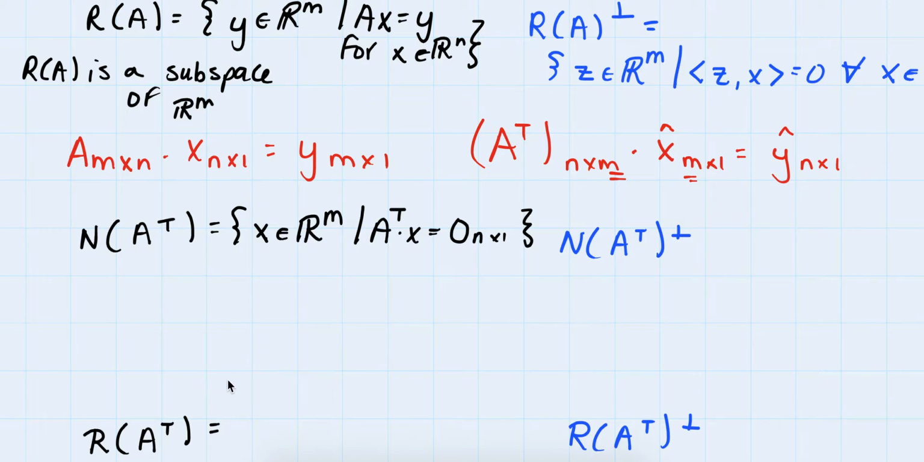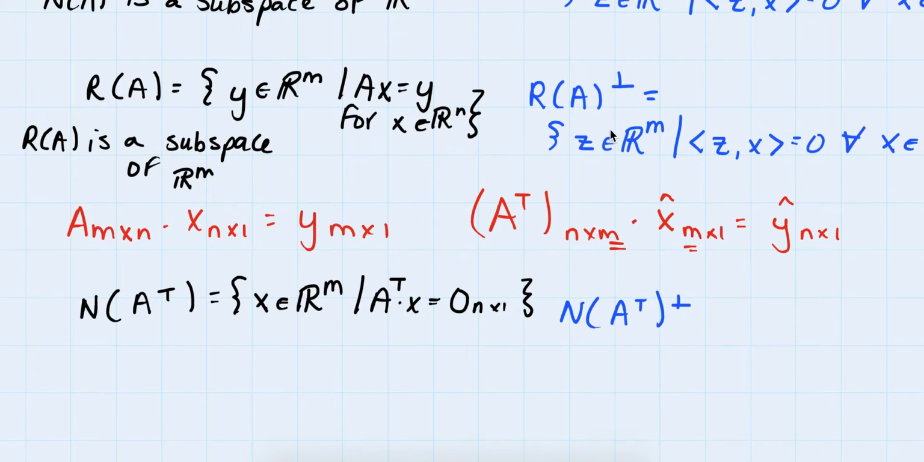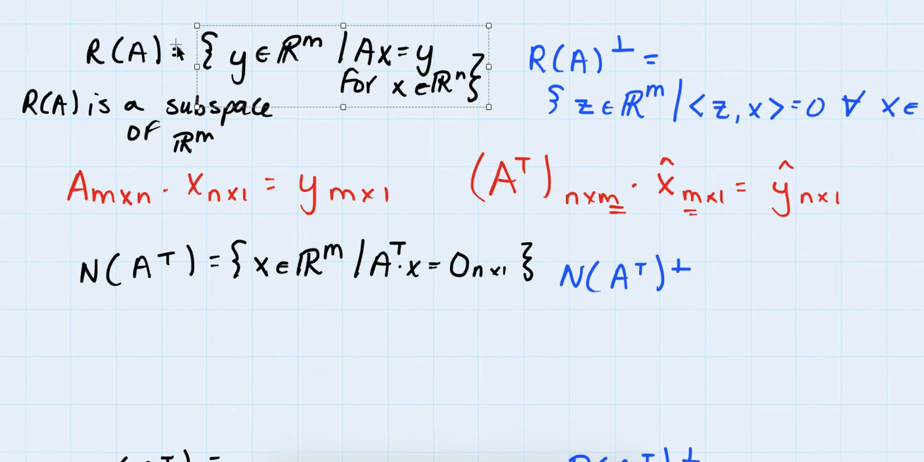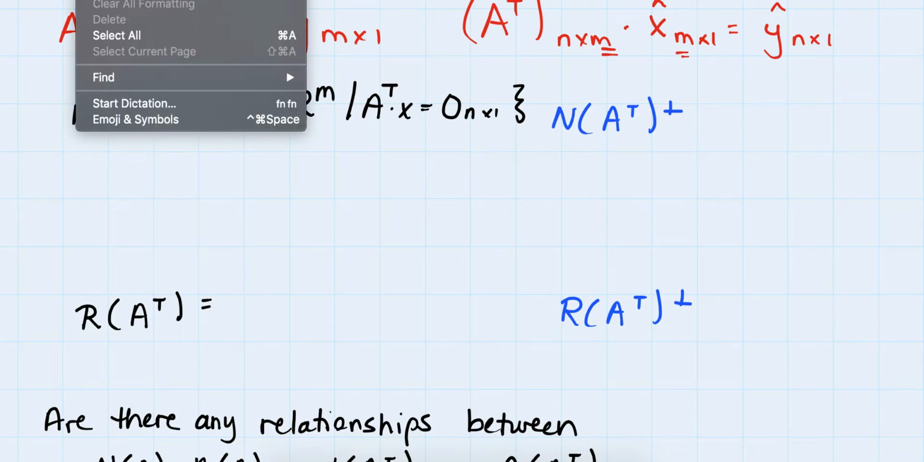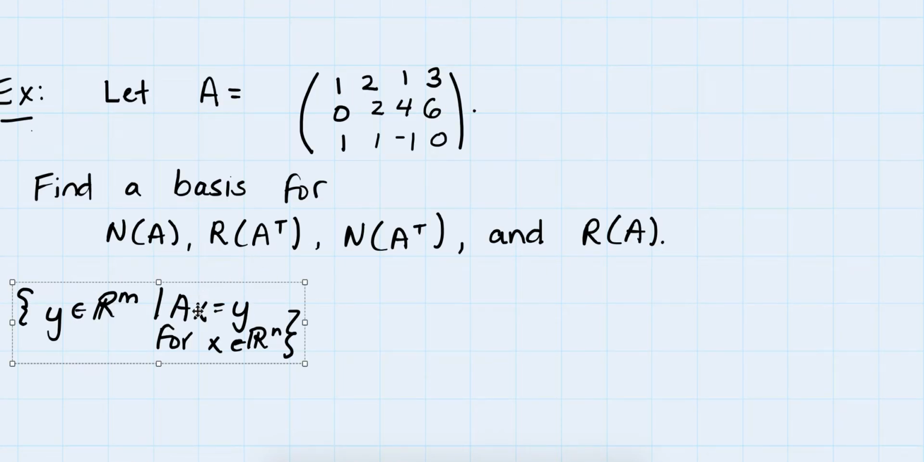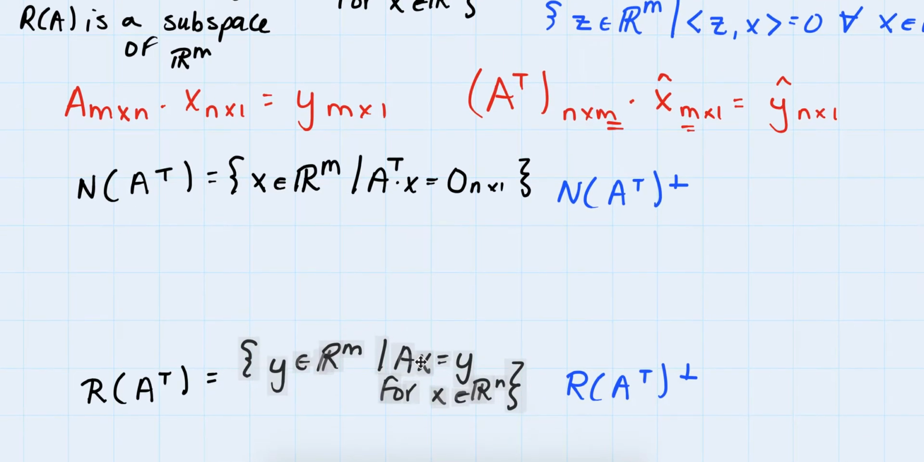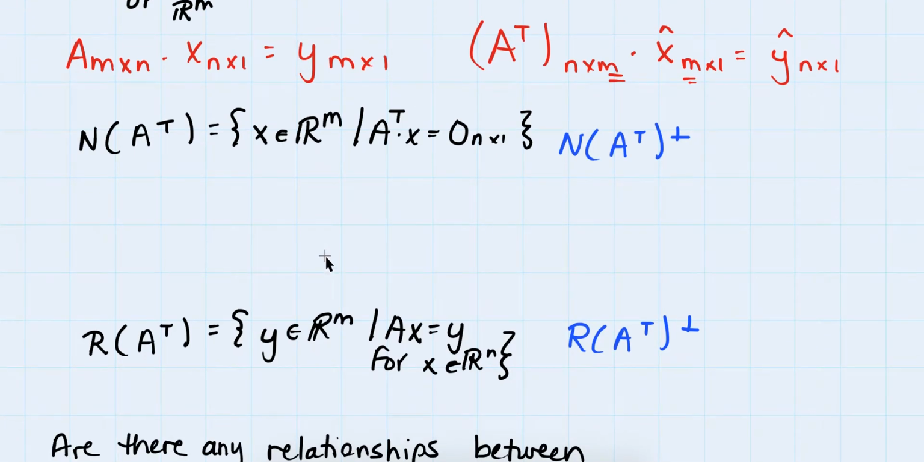And then the range of the transpose of the matrix is going to be almost identical to the range of the original matrix, so let's copy that. Put it here. Okay, but what's the difference?